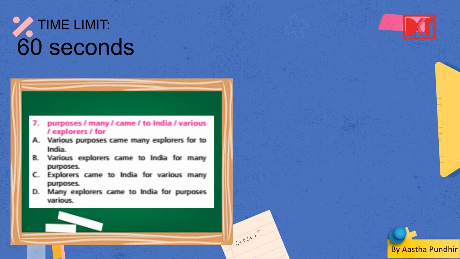Alright, here next up: purposes, many, came, to India, various, explorers, for. Various purposes came many explorers for to India. Various explorers came to India for many purposes. Explorers came to India for various many purposes. And D, many explorers came to India for purposes various. Correct answer is B. Various explorers came to India for many purposes.